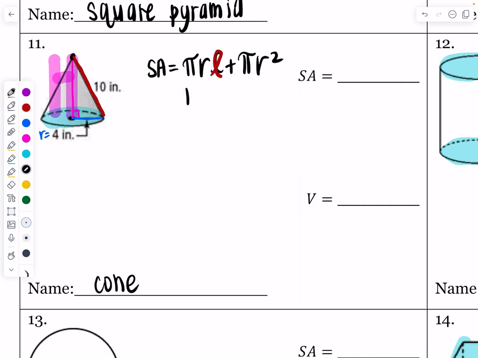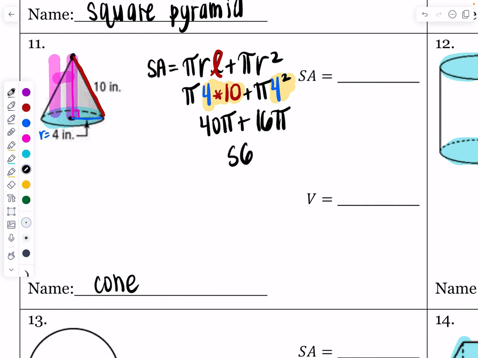And so that is going to be pi times 4 times my slanted height, which is 10. And then I'm going to add pi r squared. And so that radius, again, is 4. And so then we're just going to do some multiplication. So 4 times 10 gives me 40 pi. And then 4 squared gives me 16 pi. What is 40 pi plus 16 pi? That is going to give me 56 pi. And of course, my units are going to be inches squared for surface area and then inches cubed for volume.